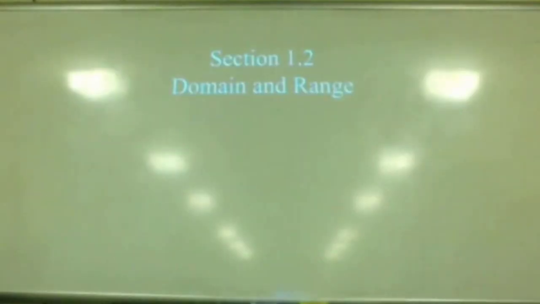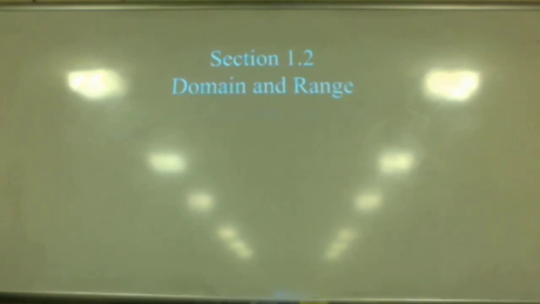Okay, guys, we're going to go ahead and move on to section 1.2. And we're talking about domain and range. We're continuing talking about functions, but now we want to start defining and getting some terminologies that help us talk about those a little bit more.